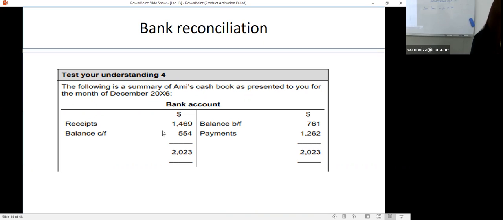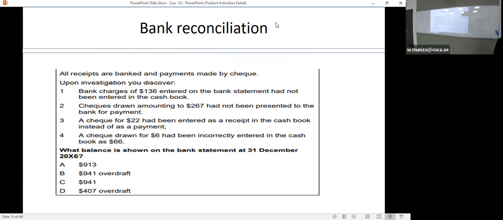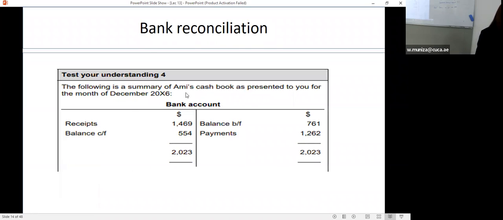So you are going to start. Please write it somewhere because you have to make the adjustments. Balance as per bank account which is being shown is 554. And this one is the credit balance. Got it? Okay, then all receipts are banked and payments made by the check. Upon investigation, you discover bank charges, checks drawn, a check of 22, a check drawn for 6. So you have written the balance and now start making the adjustment. According to this pro forma, start doing your working, students. This balance will be written on the cash book and then you have to make the adjustment, students.